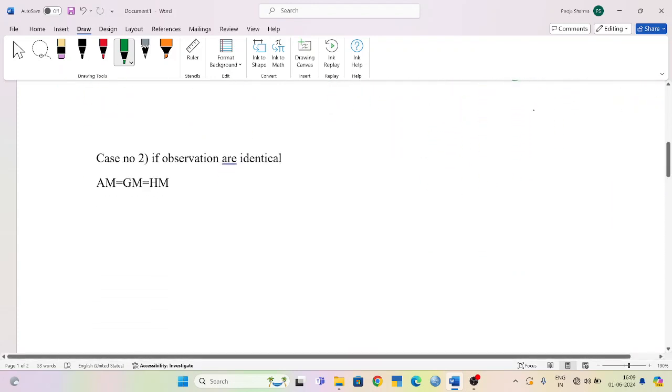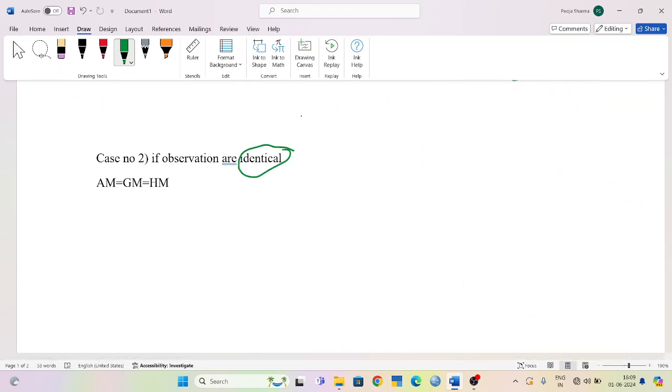Case number 2. If the observations are identical. Here identical means constant. I am taking the value of x is 2 and 2. We can take any value which is constant. We can take the value of 1 and 1, 4 and 4, 3 and 3, 5 and 5, 6 and 6. The value should be constant. Then we can prove that AM is equal to GM and GM is equal to HM.